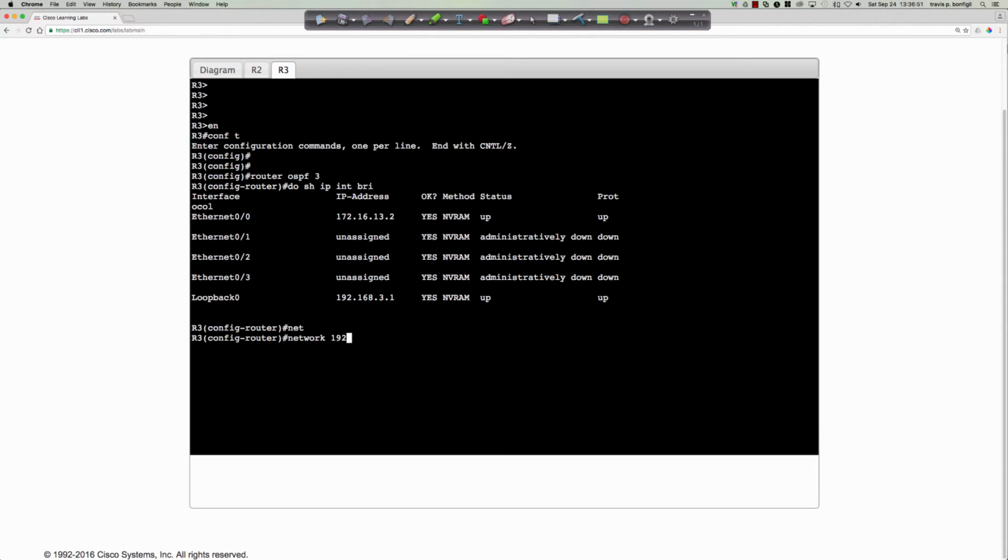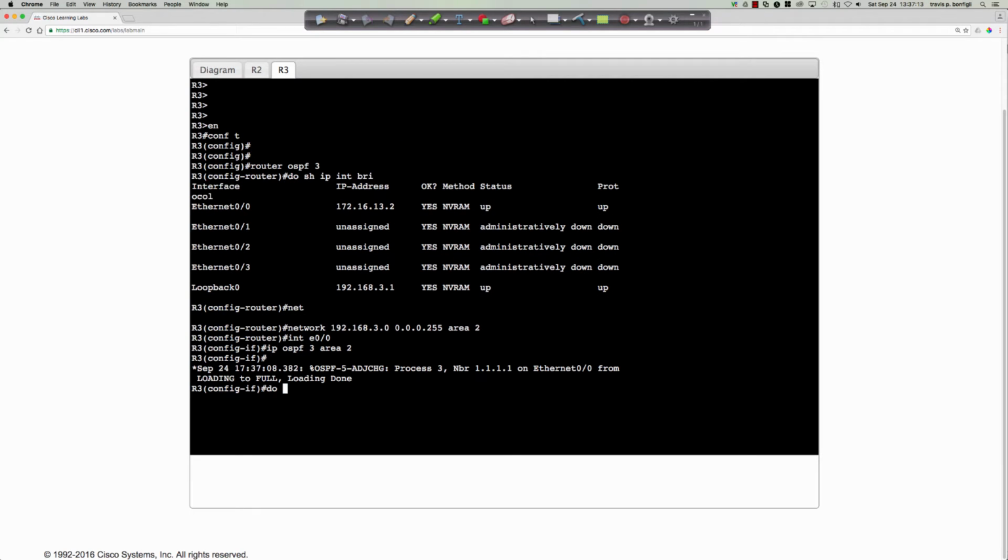network, and we'll do it backwards this time, 192.168.3.0, and this should be a /24, and this is in area 2. And then I'm going to go into interface Ethernet 0/0 and say IP OSPF 3 area 2. And it's that second command there that should then bring up the adjacency, and there you can see we went from loading to full. So do show IP OSPF neighbors.